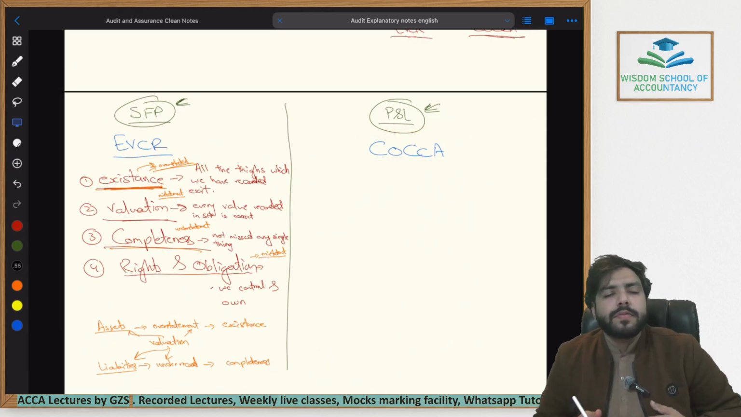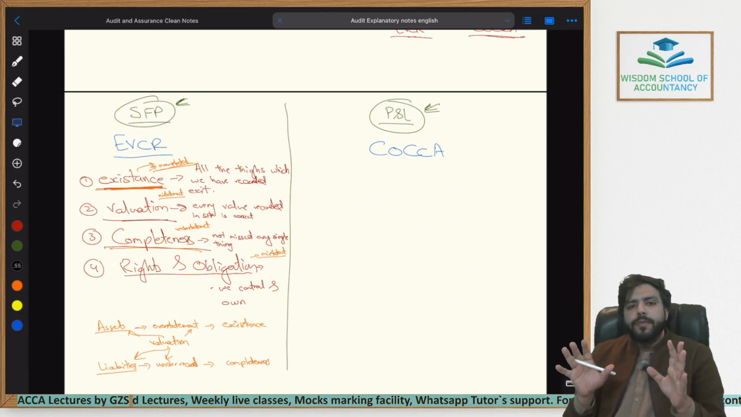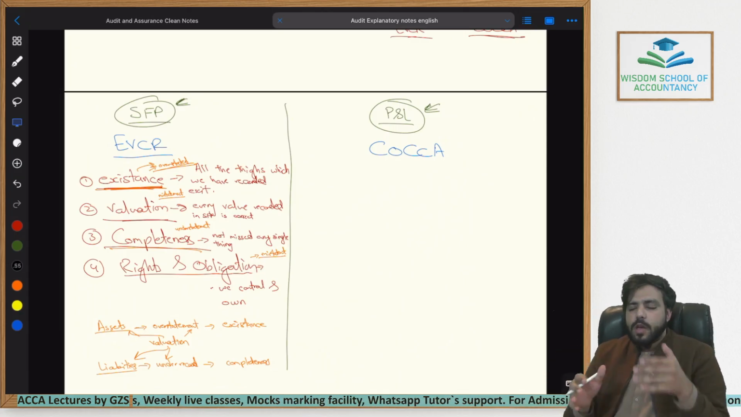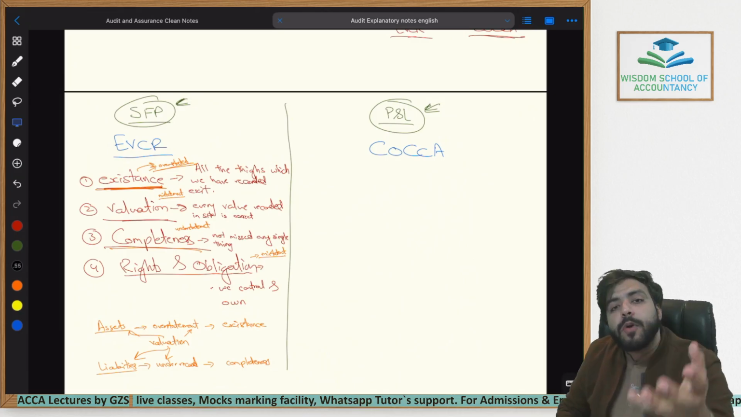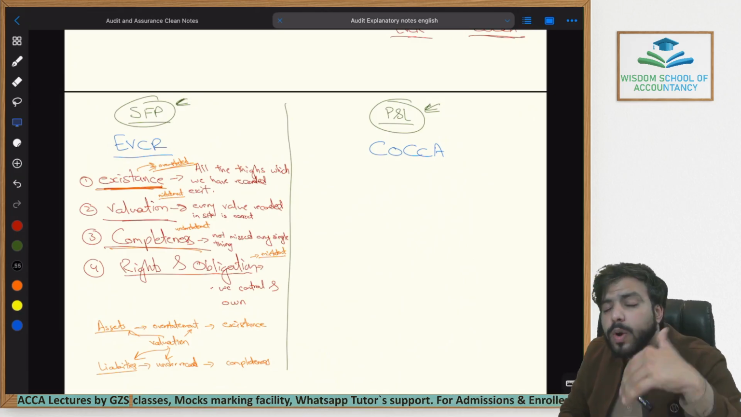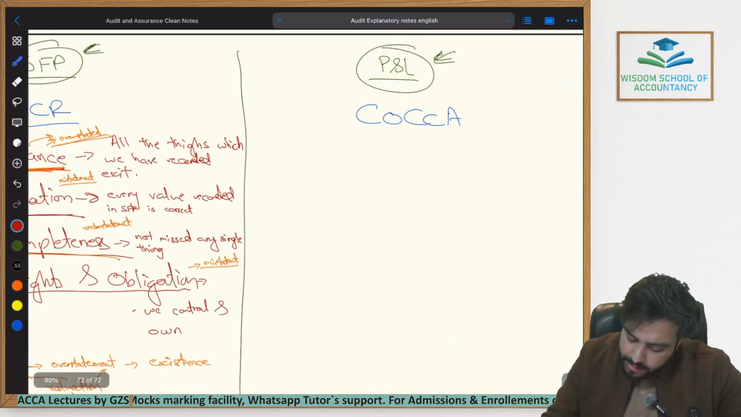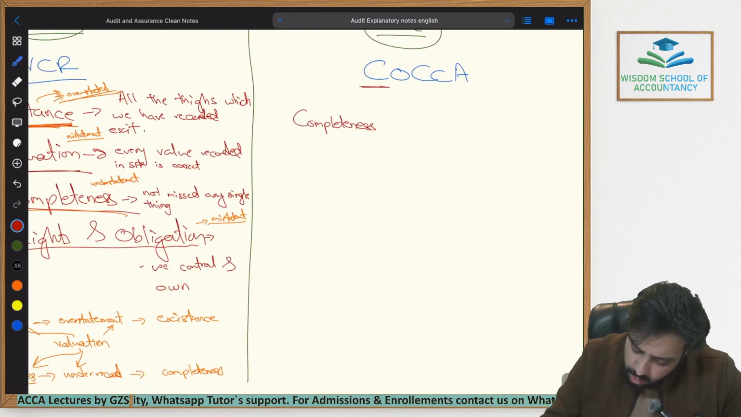Whenever you hear the words from the management from now onwards that the statement of profit and loss is prepared correctly, there is no issue within the statement of profit and loss, management is trying to tell you that the COCA of the statement of profit and loss is appropriate. Now, what is meant by COCA? Let's move towards that. The first C stands for completeness. The O stands for occurrence.